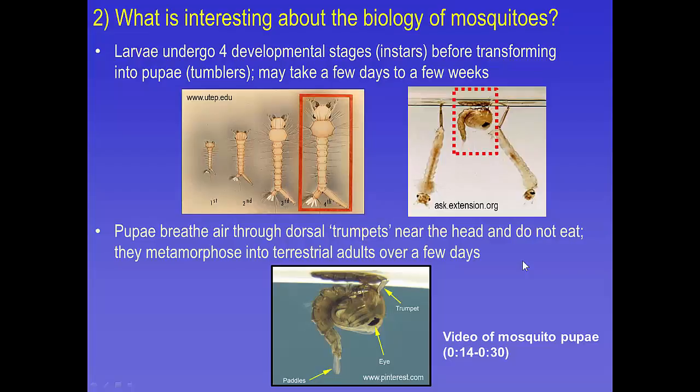Well, I hope that video clip gives you an appreciation of why the pupal stages are called tumblers. And as I mentioned, while they're in this stage, they're primarily undergoing metamorphosis to transform into those terrestrial flying adults. But before we discuss the adults, I wanted to provide a brief overview of the range of aquatic habitats that mosquitoes can exploit, which is one of the reasons why they're so challenging to control.